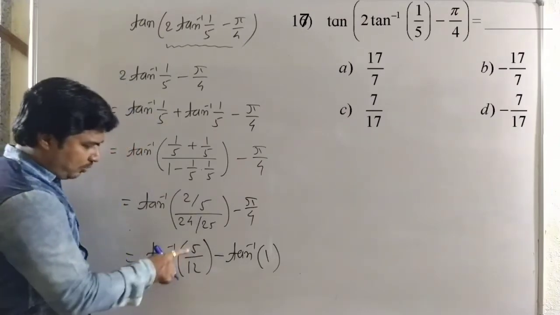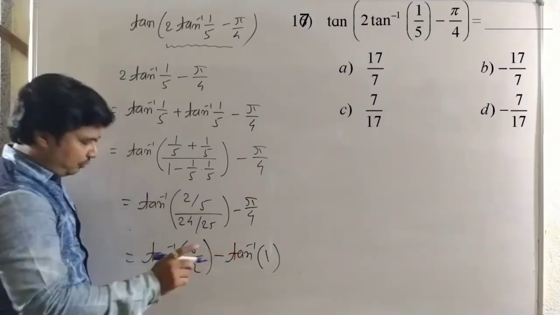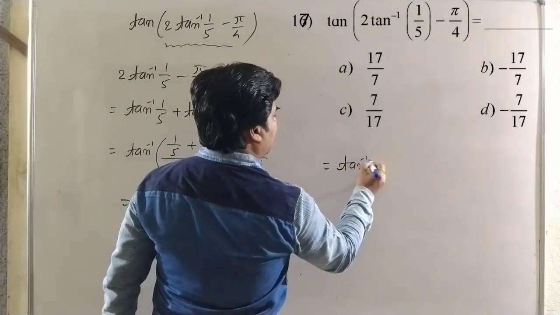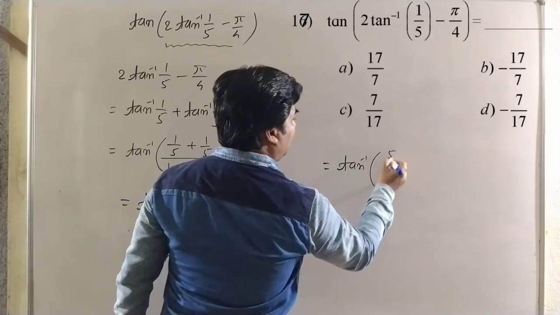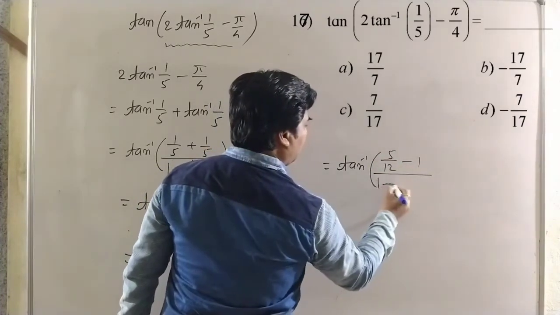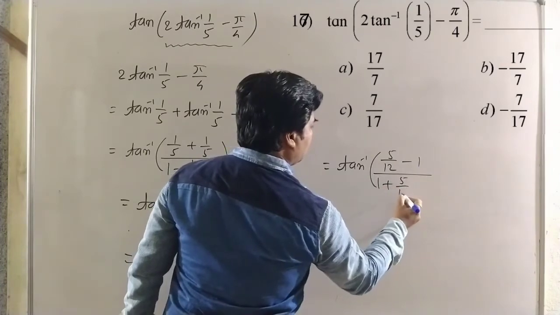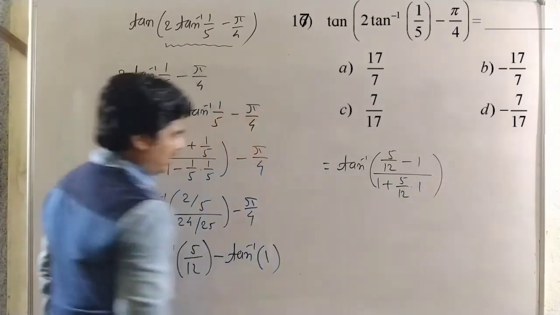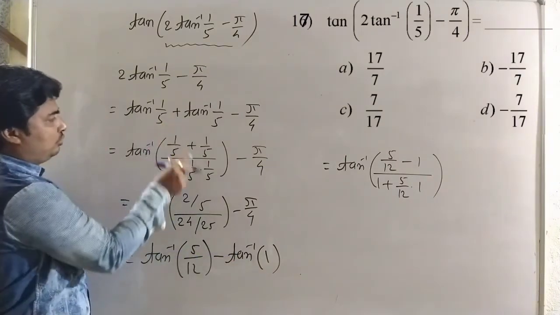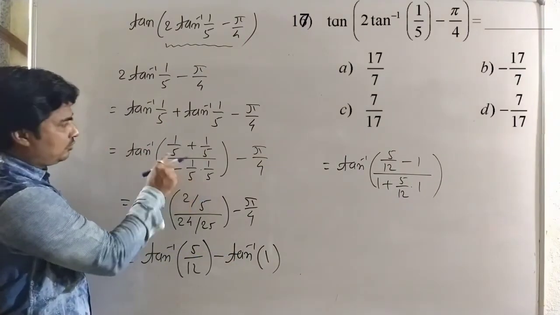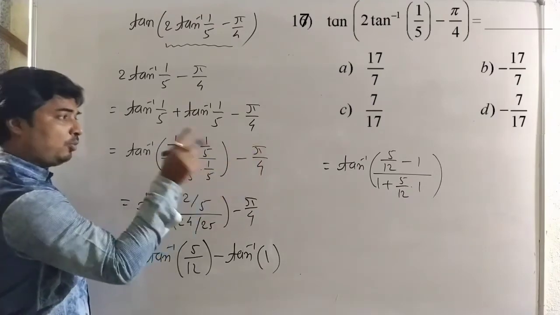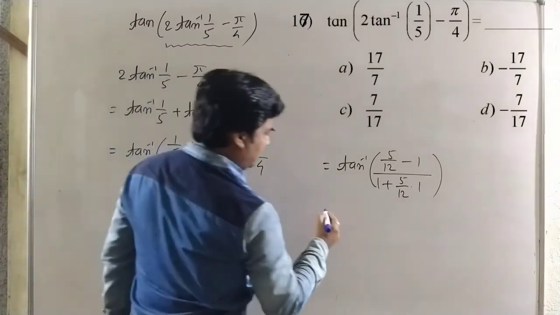See carefully, it is tan inverse of 5 by 12, it is tan inverse of 1, and then tan inverse of x, that means 5 by 12 minus 1 upon 1 plus 5 by 12 into 1. Here we use the formula tan inverse x minus tan inverse y, which is x minus y upon 1 plus x into y, whereas tan inverse x plus tan inverse y is x plus y upon 1 minus x into y. Then take the calculation.